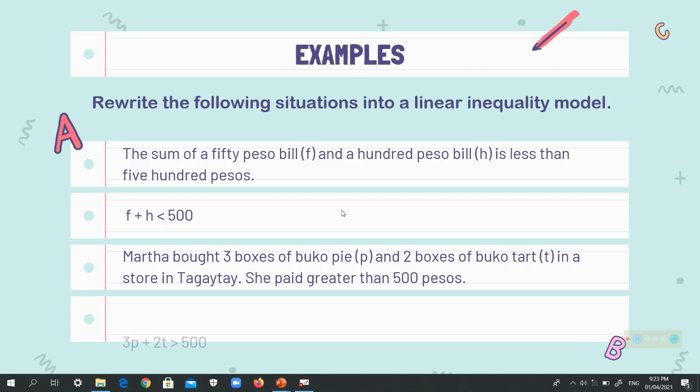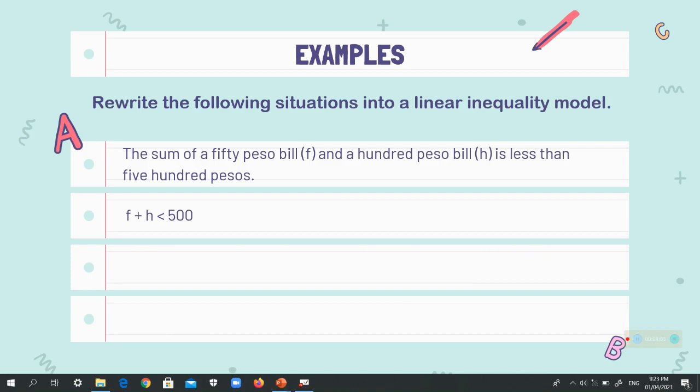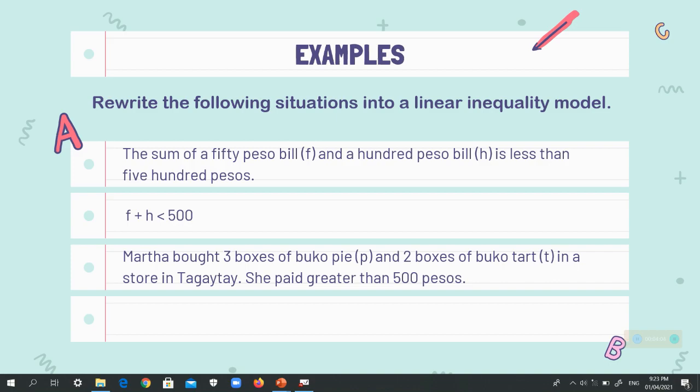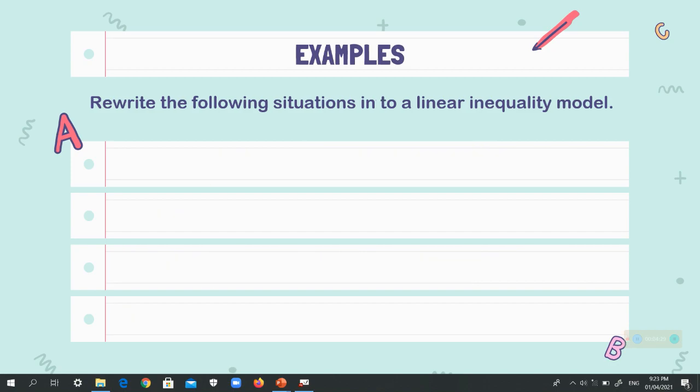Next, Martha bought 3 boxes of buko pie represented by P and 2 boxes of buko tart represented by T in a store in Tagaytay. She paid greater than 500 pesos. How are you going to translate this into an inequality model? Correct. We have 3P plus 2T is greater than 500.